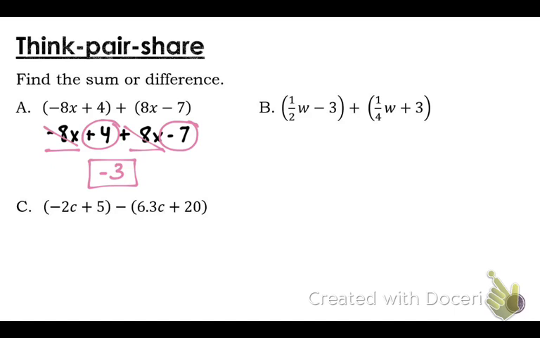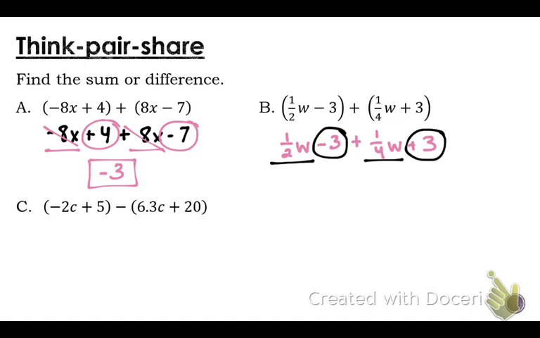Problem B. As you can see, this is a positive sign. Because it's a positive sign and there are no numbers in front of my parentheses, I am able to get rid of the parentheses. So now I have 1/2 W minus 3 plus 1/4 W plus 3. Next thing you want to do is look for like terms. This is the W family, that is the W family. These are my constants, so I circle the constants. What do I have to do with my fractions, class?